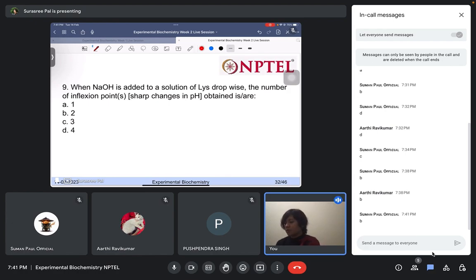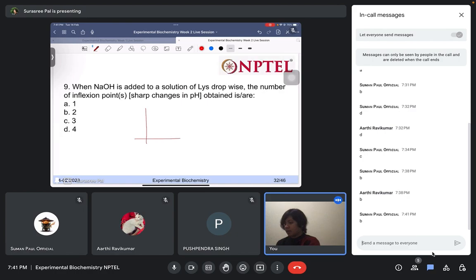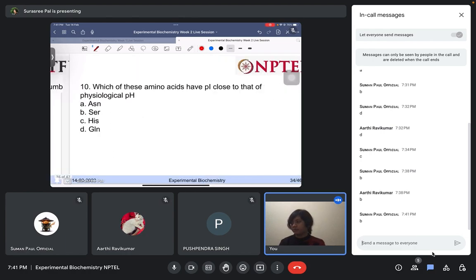So the curve looks something like this. Isn't it? So there are these two inflection points. So the correct answer is 2. Okay. Next question.